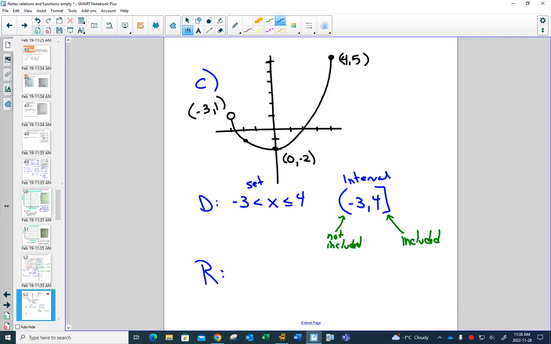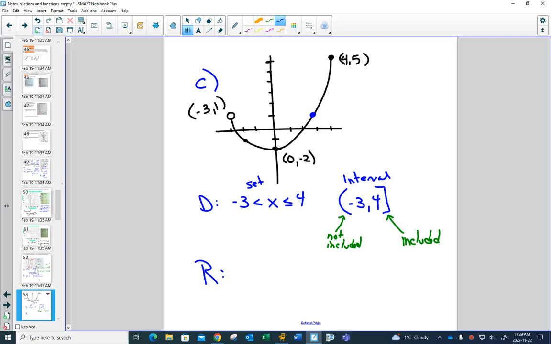Range values. Tell me some range values, y values that work. 0 works, good. Does 5 work? Yep. What about 7? No. -4? No. -2? Yep. 1? I heard some yeses, some no's. Yes, because it's on the right side. It's not on the left side, but it is on the right side. That's a tricky one.